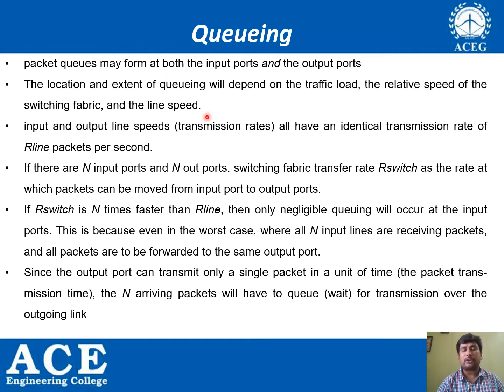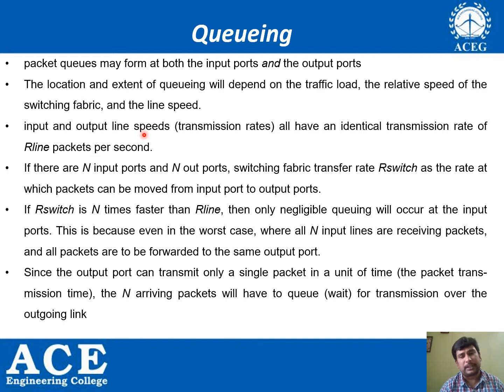The location and extent of queuing will depend on traffic load, the relative speed of the switching fabric, and the line speed. Here the traffic load is the total number of datagrams or packets generated. The relative speed of the switching fabric is the speed at which the switch moves the packets from input port to output port, and the line speed refers to the speed at which datagrams are generated by the input ports or transmitted out by the output ports.